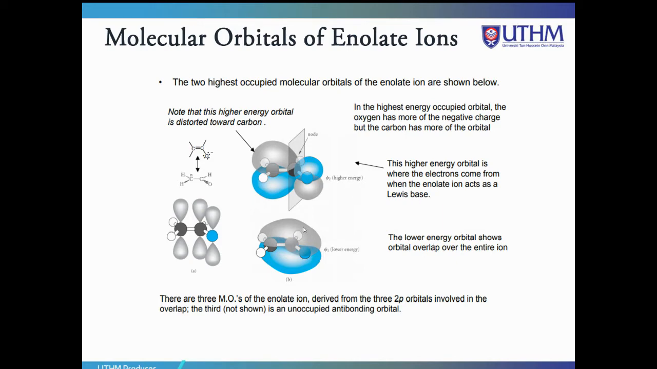The lower energy orbital shows orbital overlap over the entire ion. There are three molecular orbitals of the enolate ion derived from the three 2p orbitals involved in the overlap. The third, not shown, is an unoccupied anti-bonding orbital. So basically we have three molecular orbitals.